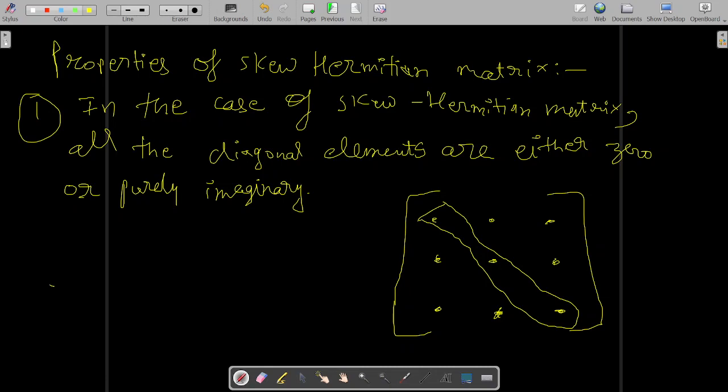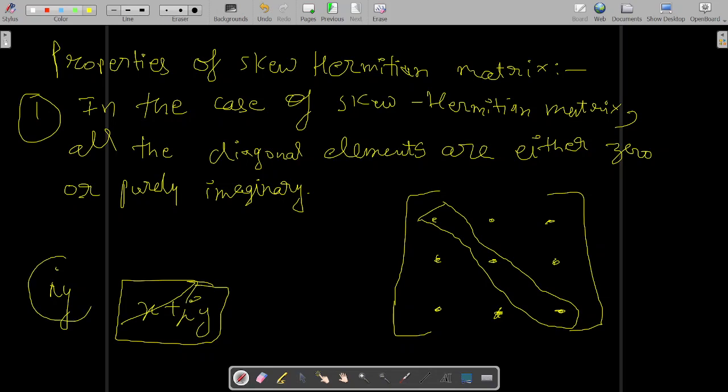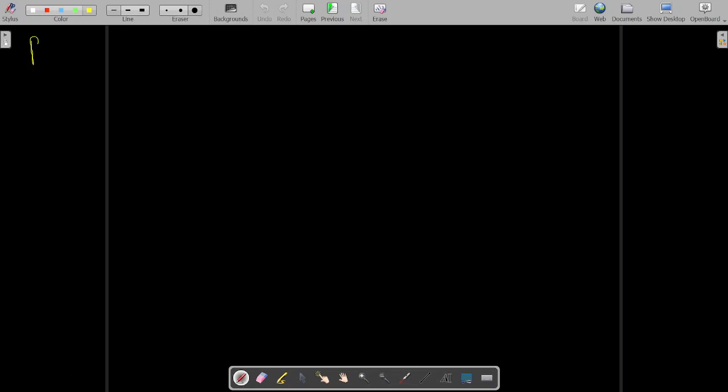Purely imaginary means they will be only iota terms, iy. In general a number is represented by x plus iy. So what is a purely imaginary number? It means x is equal to 0, so only iy will exist in it. So in case of a skew Hermitian matrix, all the diagonal elements are either 0 or purely imaginary. Let us look at the proof of this.